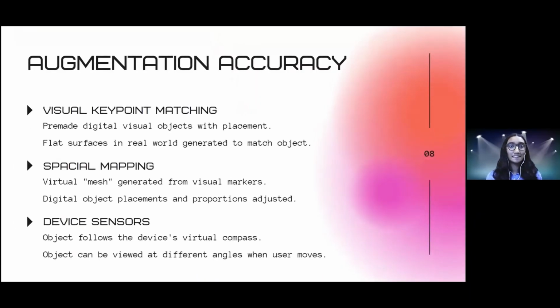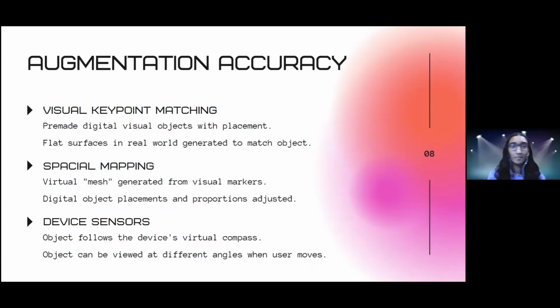So the first method is visual key point matching. There are pre-made digital visual objects. They have already built-in placement that go with it. Placement basically means, say you have an object, there's going to be a flat surface that comes with it. And what this will do, it would be stored in a database and an algorithm would start running.